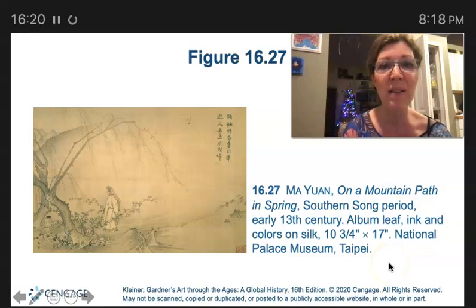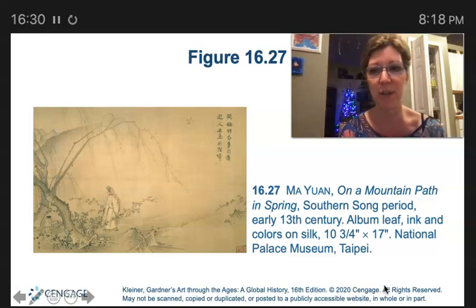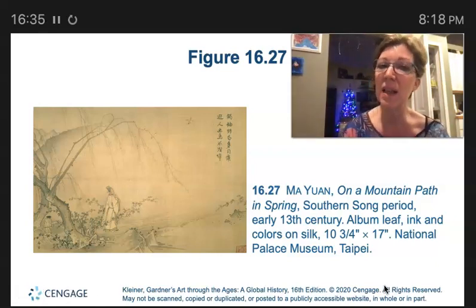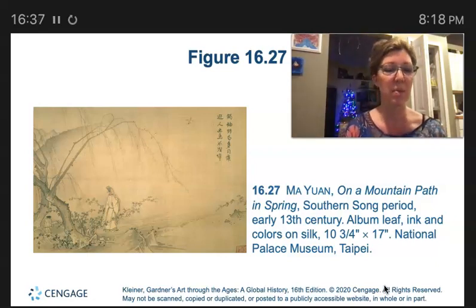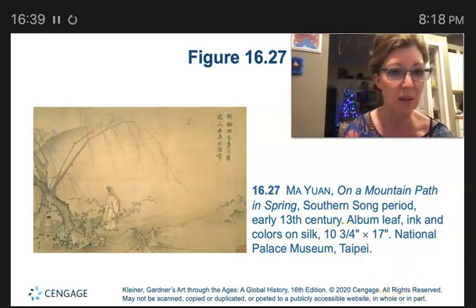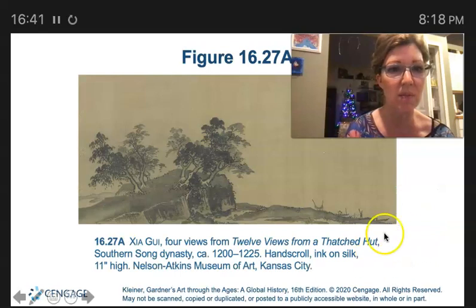Okay, Ma Huan. He painted this artwork during the Southern Song dynasty. During the Southern Song period, Neo-Confucianism philosophy flourished. It was a blend of traditional Chinese thought and selected Buddhist concepts. So they were blending those two philosophies.